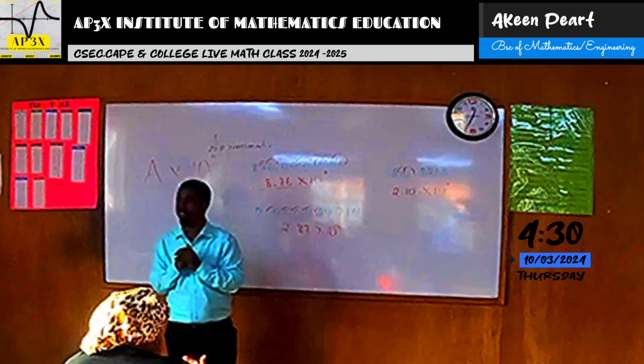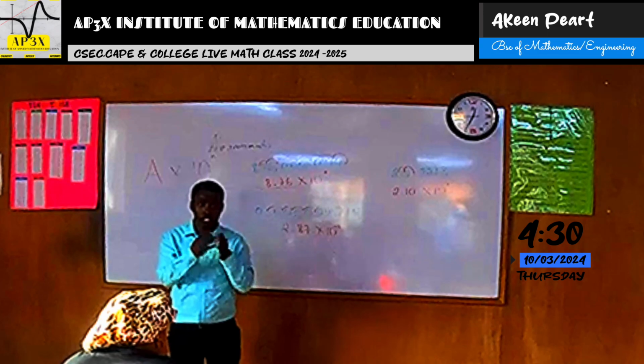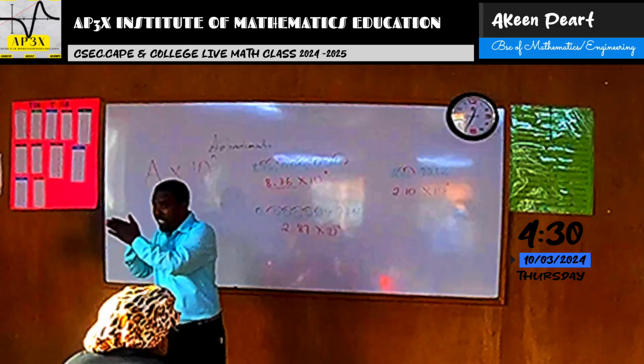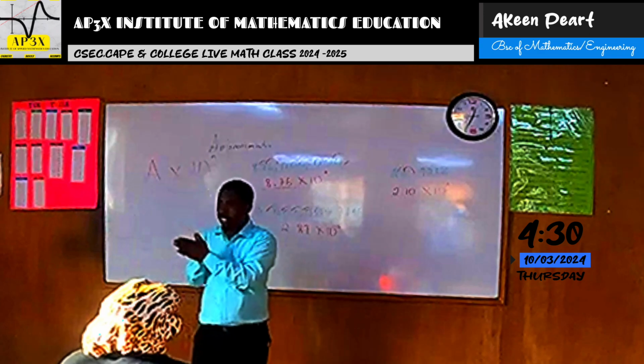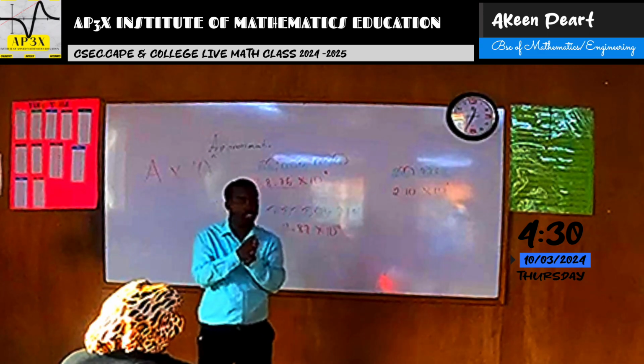Full stop. So if your first non-zero digit is to your left, then you're going to jump to your left. If your first non-zero digit is to your right, you're going to jump to your right. So it's either left or right, you jump. Okay? Full stop.